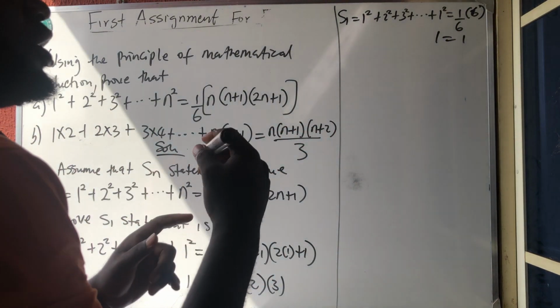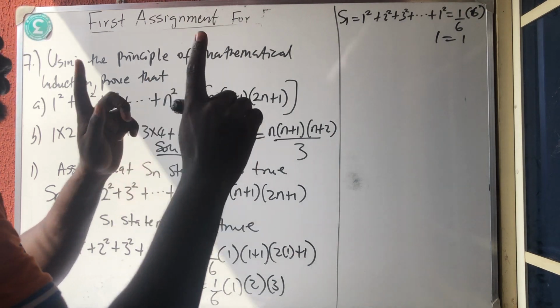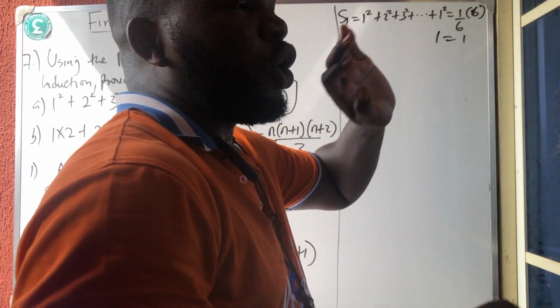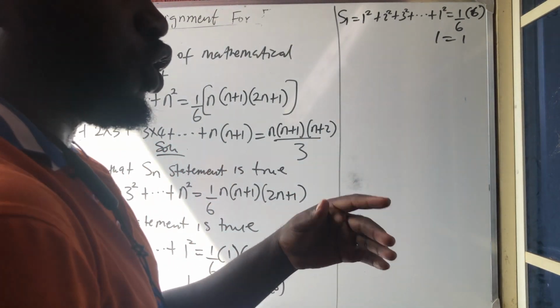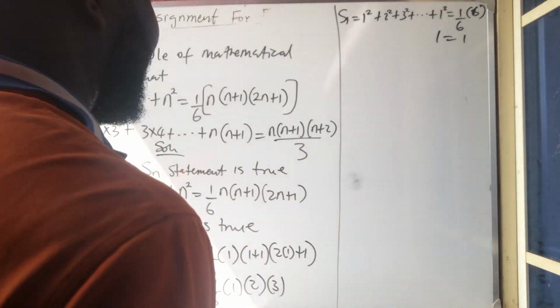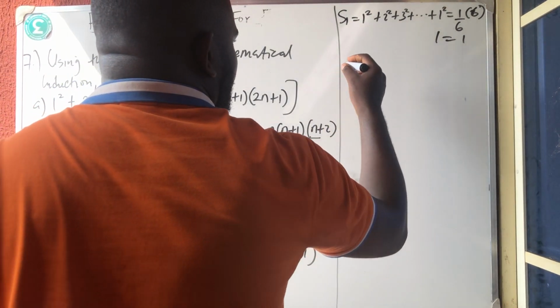Once you have gotten that 1 is equal to 1, you will continue. But if you don't get that they are equal, like maybe you got 7 here is equal to 6, don't continue. It doesn't work. You stop there. But if you get that the left hand side is equal to right hand side after putting 1, then you continue.